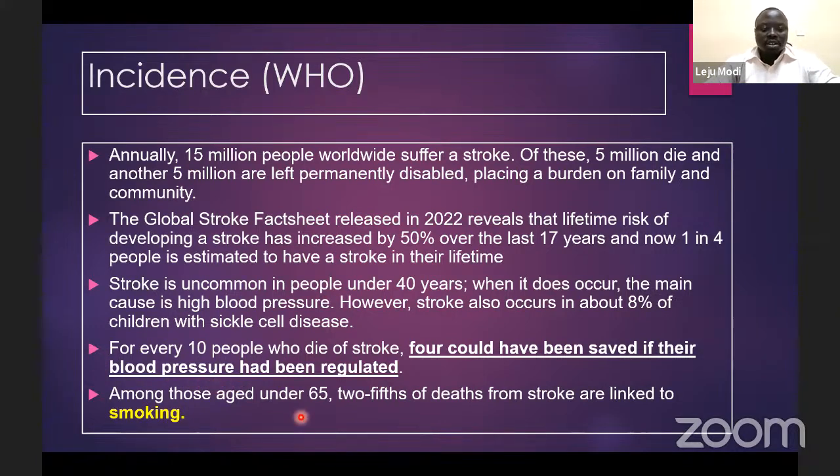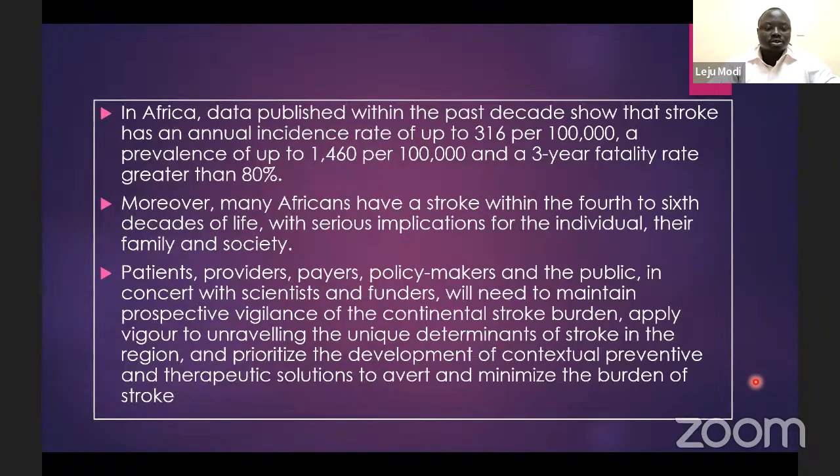And among those aged under 65, about 2 out of 5 of them who die from stroke are linked to smoking. So 20% of those who die of stroke before 65 years, 2 out of 5, are linked to smoking. And I think I talked about this also yesterday, smoking being a very big risk factor for even diabetes and high blood pressure or hypertension.